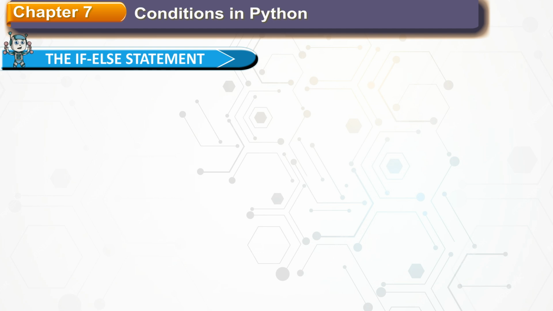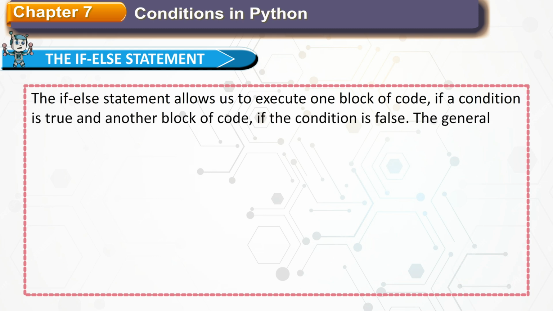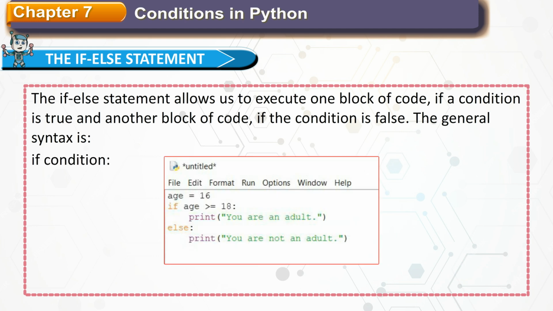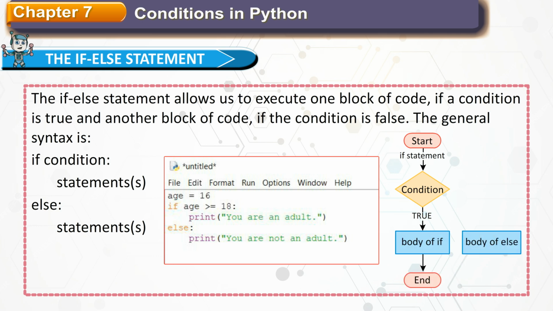The if-else statement. The if-else statement allows us to execute one block of code if a condition is true and another block of code if the condition is false. The general syntax is: if condition: statements, else: statements. Start. If statement. Condition. True. Body of if. End. Body of else. False.